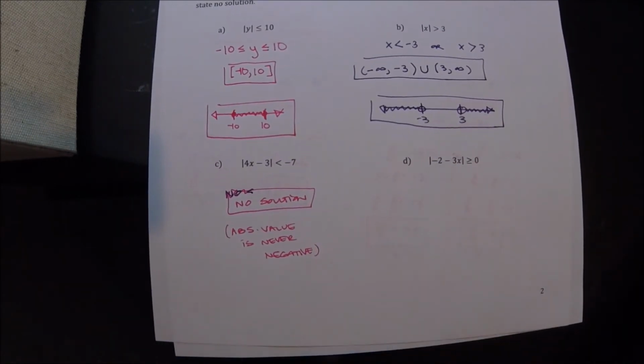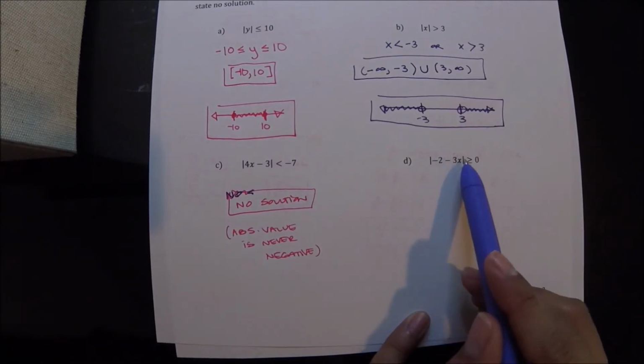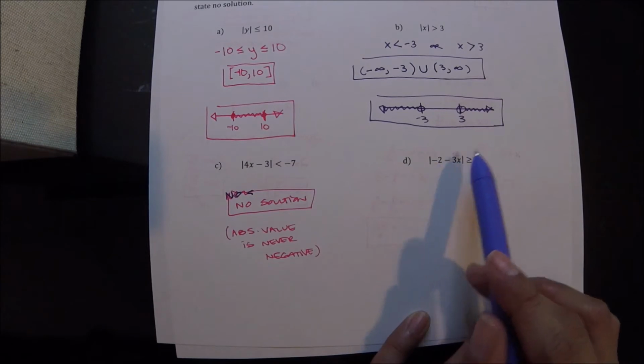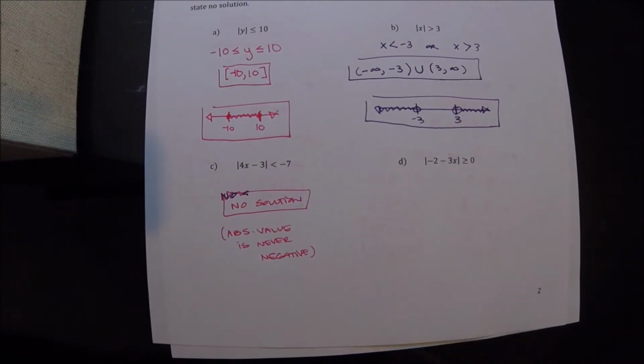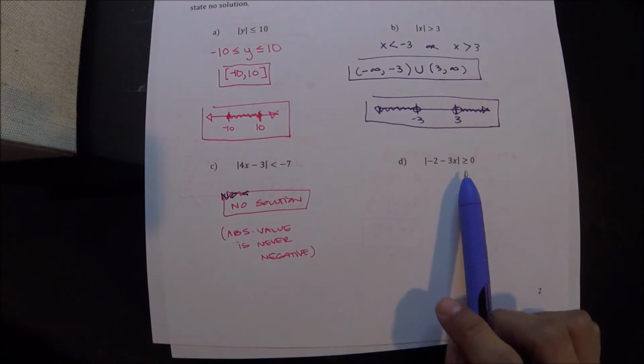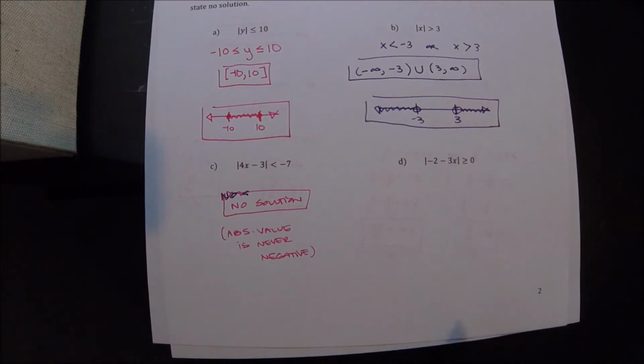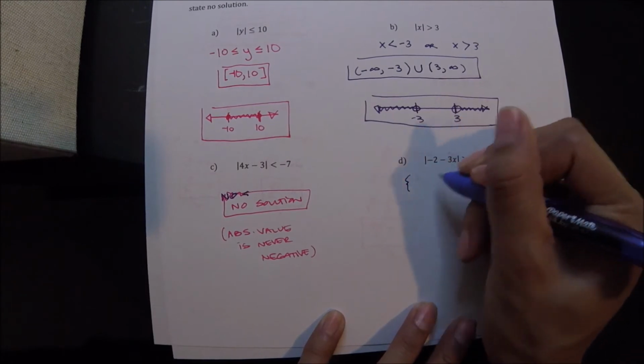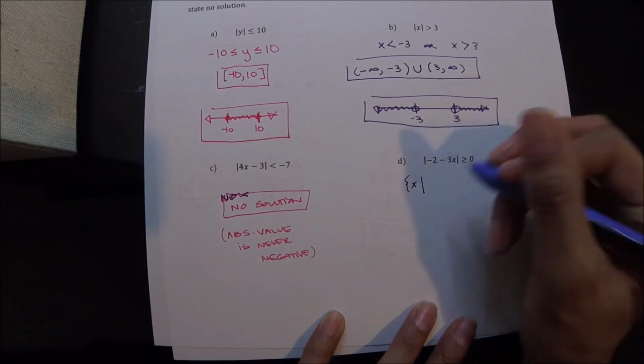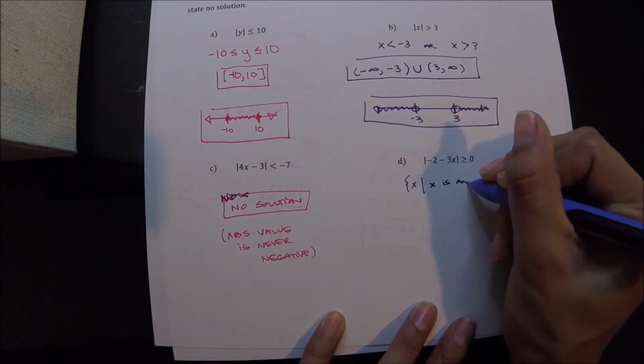And then what about this one? Think about what this is saying. We have the absolute value of something, and we want the absolute value to be bigger than or equal to the number 0. Well, no matter what you take the absolute value of, isn't it always going to be bigger than 0 or equal to 0, no matter what number you put in there? So, in this case, we're going to say that x, this variable, can be any real number.